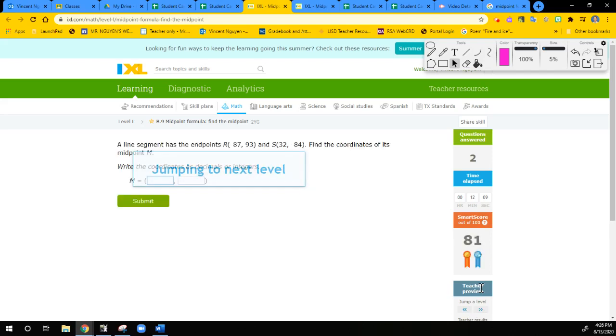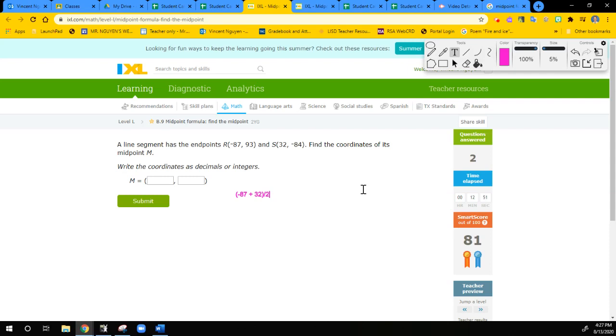Let's go here. Okay, so the numbers are just a little bit larger, which shouldn't give us a problem anyway. So we're gonna do the formula. I'm gonna type in the formula right here. So negative 87 plus 32. Those are my x values, right? So I'm gonna put everything in parentheses: negative 87, plus 32, close the parentheses, divided by 2. The reason I put it in parentheses is because that needs to be done first, right?